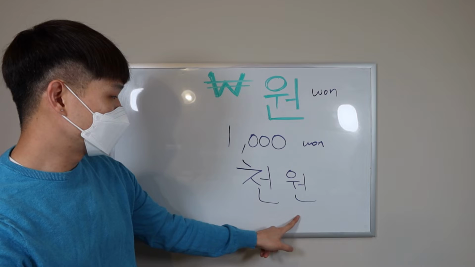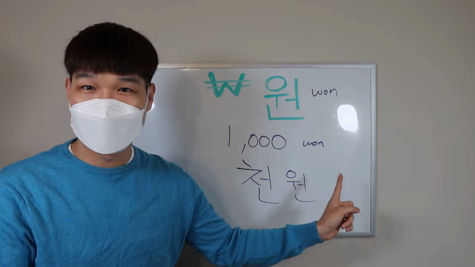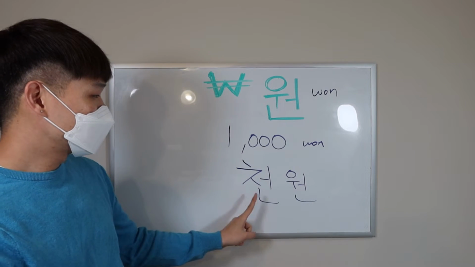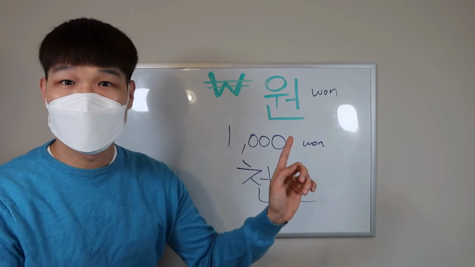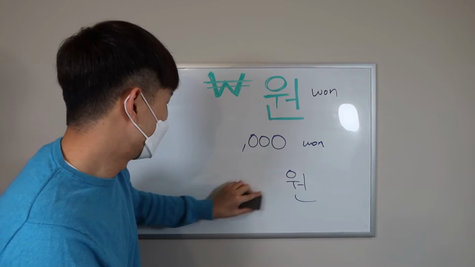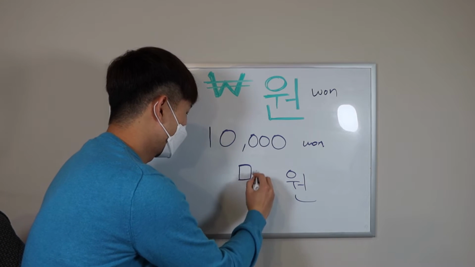So 1,000 is 천, C-H-O-N. Chun means 1,000, if you remember our numbers videos. So 1,000 won is 천 won.